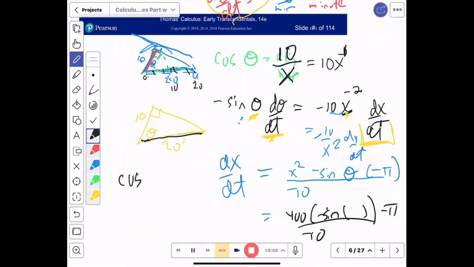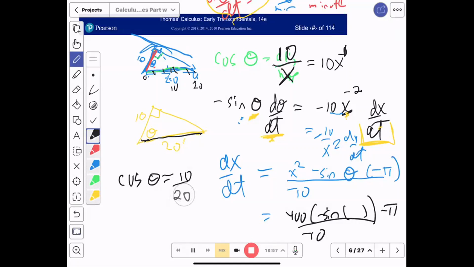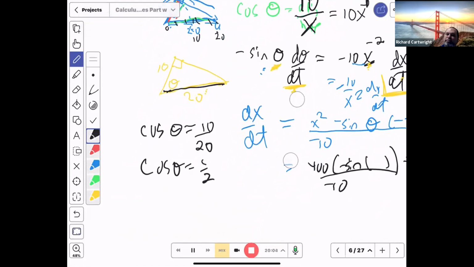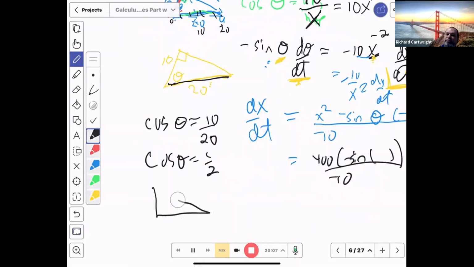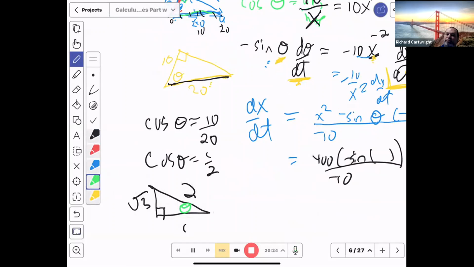Yes, sir. So if you said cosine is adjacent over hypotenuse, that's the same thing as cosine of theta being a half. Well, what special triangle uses a half in its sides? Do you remember? Right triangle, 1, 2, square root of 3. What must this theta be? 30. I think so. I think so.